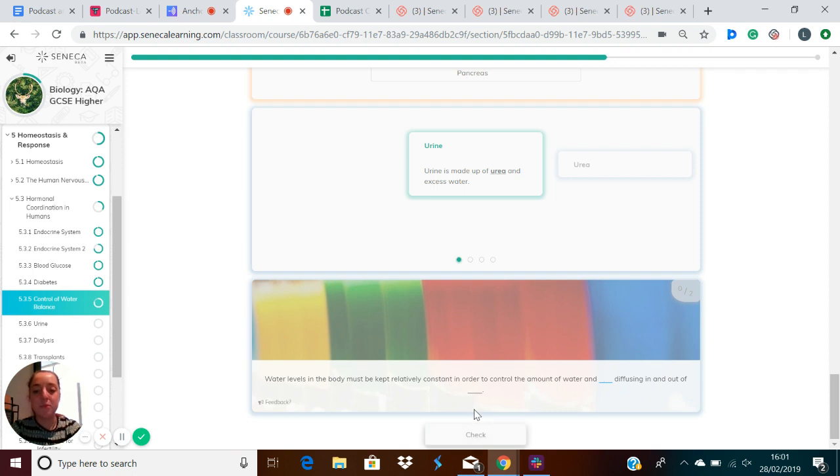Water levels in the body must be kept relatively constant in order to control the amount of water and ions diffusing in and out of the blood.